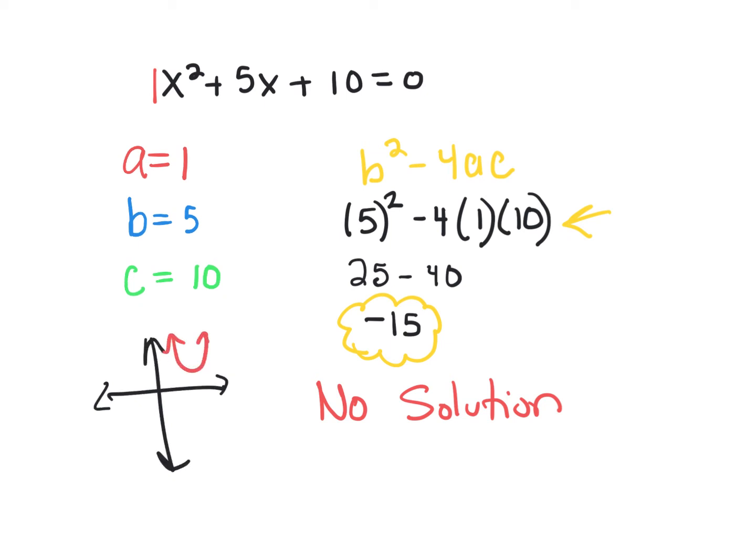And so therefore, I can stop at this point, say that there is no solution. I don't need to continue on with the quadratic formula to be able to find the locations where it crosses over the x-axis, because it doesn't.